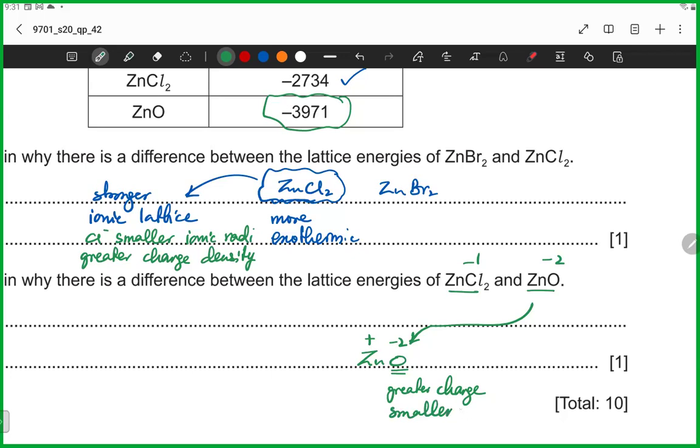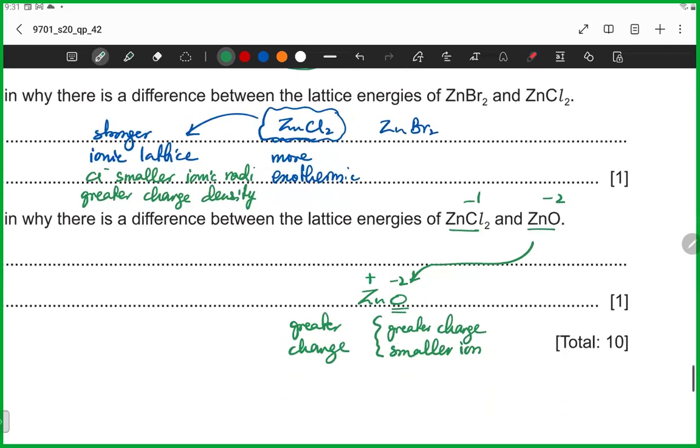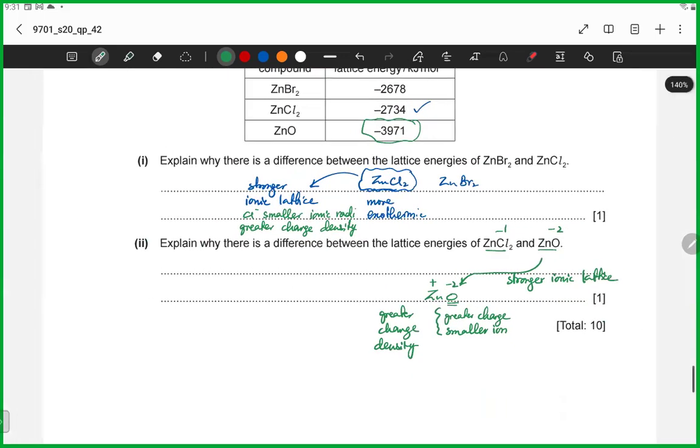So both factors count. So which is why the oxygen ion over here has greater charge density, right? And you're going to write that this forms a stronger ionic lattice because of these factors. Okay, is this clear? This question?